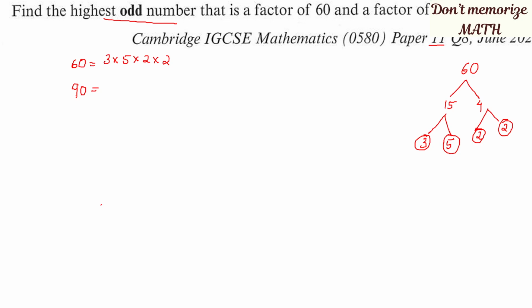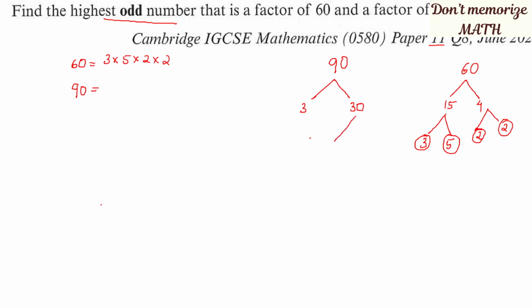Now you can write 90 also in the same way. You can split 90 as 9 times 10 or 3 times 30. I am splitting here 3 times 30, which is 90. 3 is a prime number, so you cannot split it again. You can only split it as 3 times 1, which is the same. That's why 3 is a prime number.